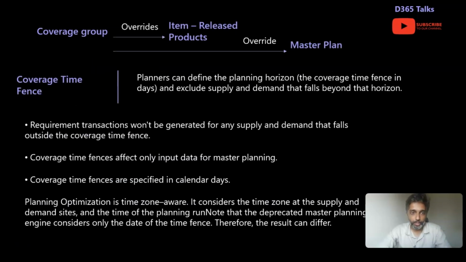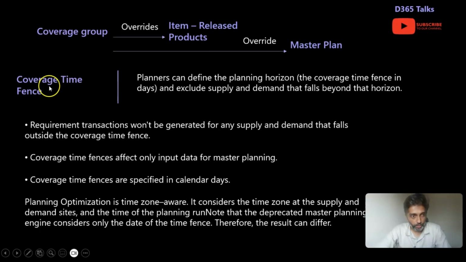So now let's get a little deeper into how we configure the coverage group and what are some of the important aspects or configurations we need to consider as we configure it. And like I said, the coverage group takes the least precedence. Whatever configuration you have done at the item level overrides the configuration at the coverage group, and whatever configuration you have done at the master plan level overrides both. So if you have done some configuration at the item level, then it obviously overrides whatever configuration you may have done at the group level. So just make sure that you configure the system according to your business requirements.